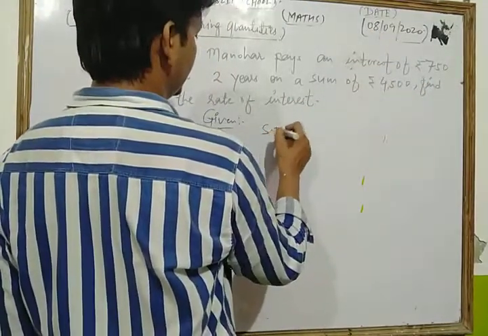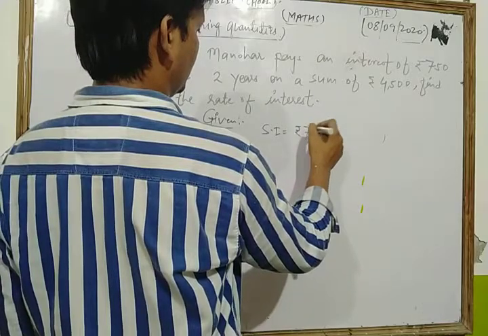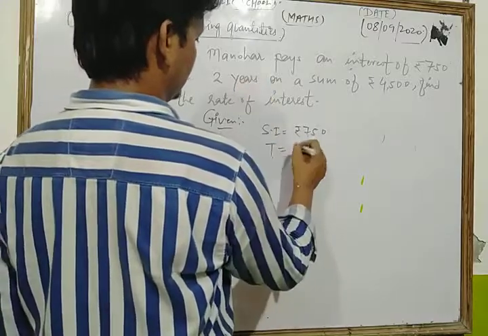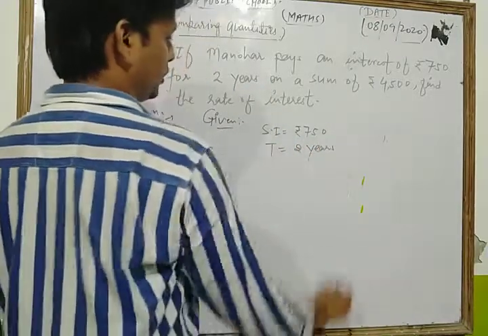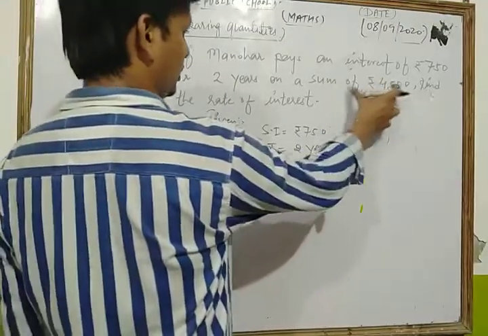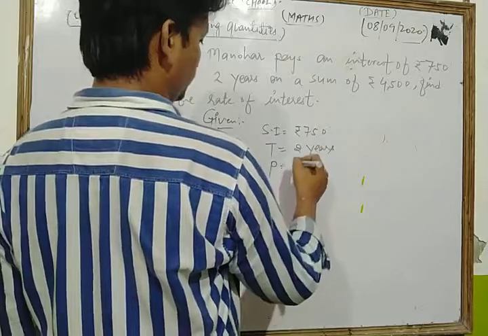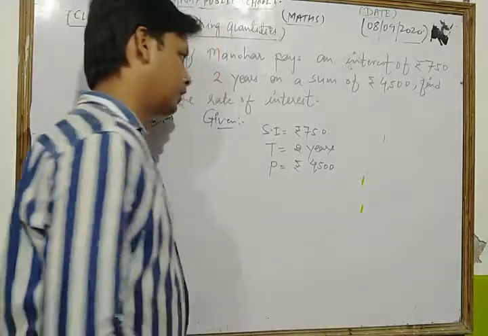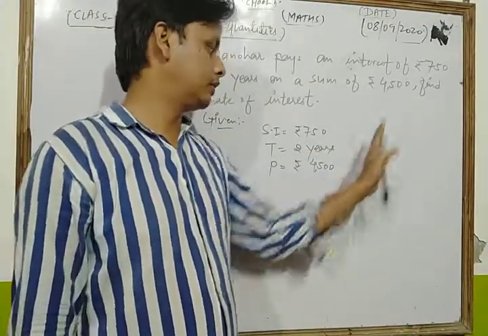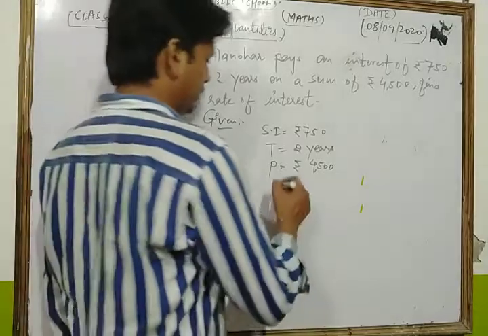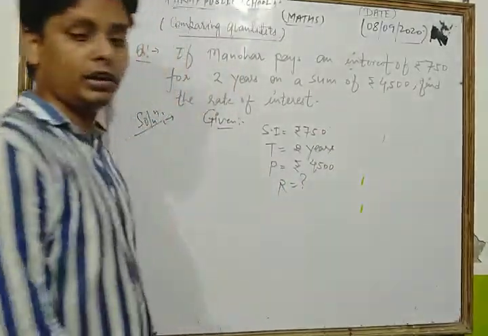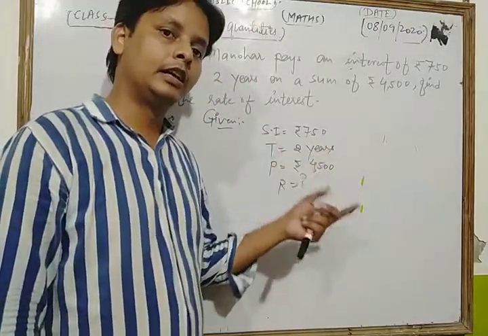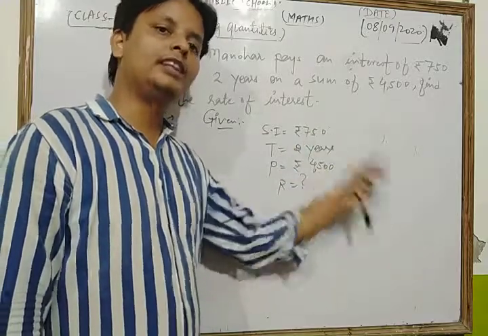Simple interest is given as rupees 750, and time is given as 2 years. On a sum of rupees, meaning principal, is given as rupees 4,500, and we find the rate of interest, the value of R. Dear students, first of all we apply the formula for simple interest and then we put all the values in that formula.